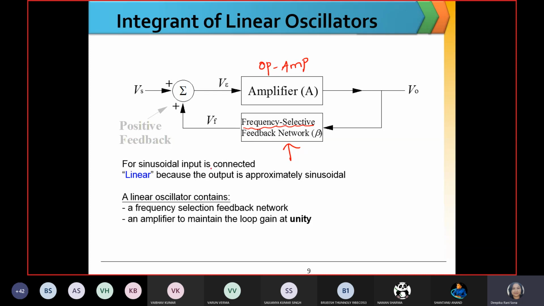For sinusoidal input, it is connected. It is linear because the output is approximately sinusoidal. So in the linear oscillator, we are using a frequency selective feedback network to amplify and to maintain the loop gain as unity. Here we will see this, guys, why it is bolded.